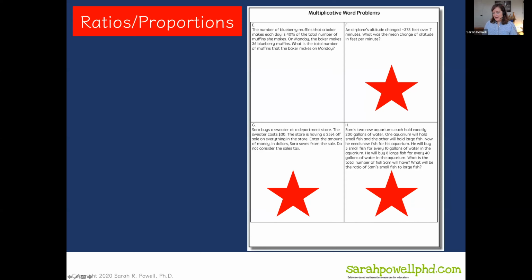All right, if anyone had an opportunity to solve problem G, what answer did you come up with when we had to figure out the amount of money in dollars that Sarah saved from the sale? Yeah, Jessica and Dana, good Friday morning math there. So $7.50. So with several of these problems, there's different ways that you can approach this. I would think about this as, 25% of 100 is to X as 30 is to, so then solving in that way.